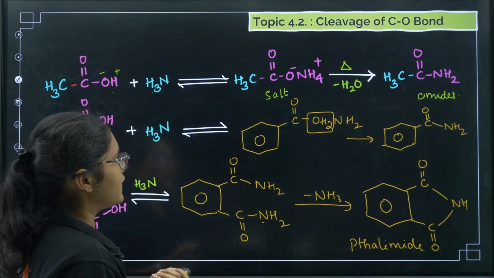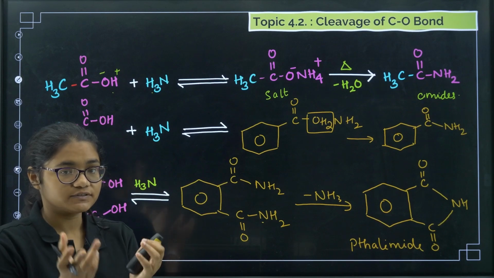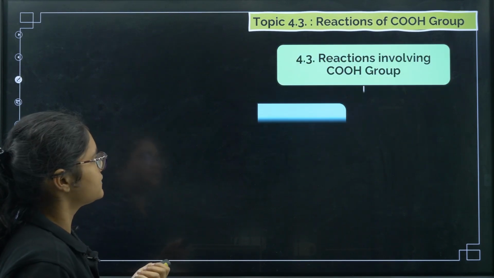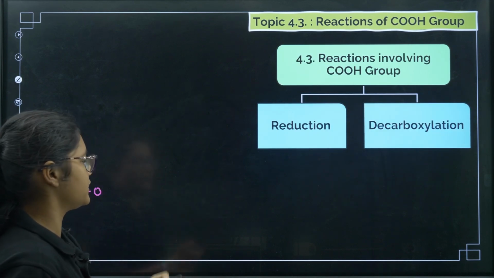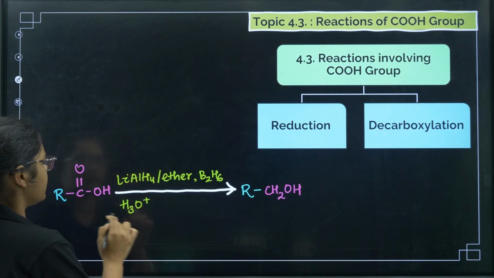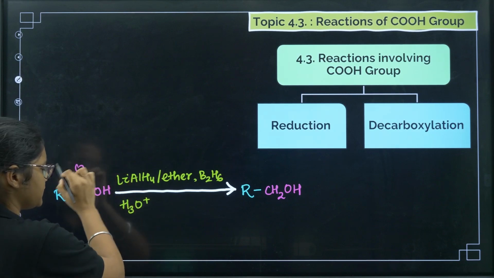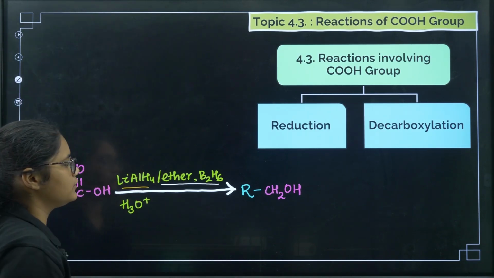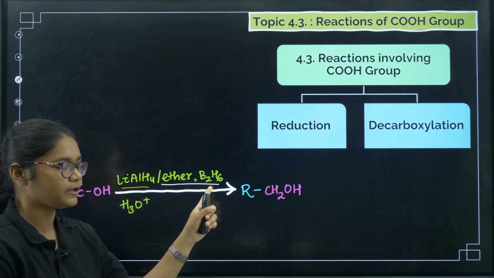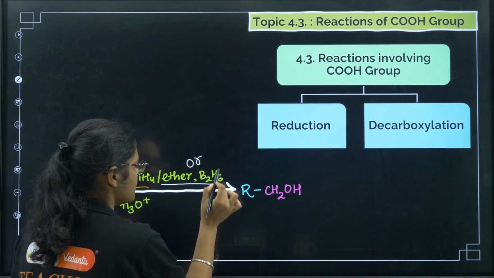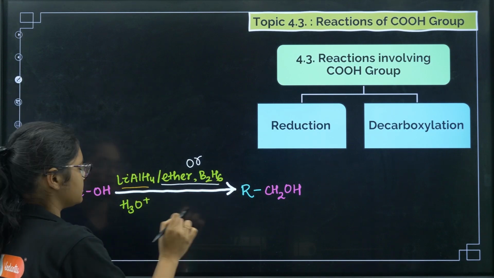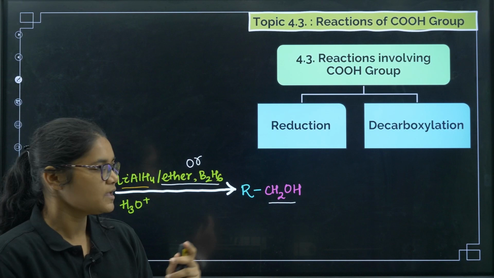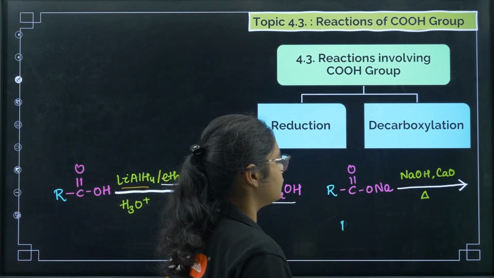Okay. So next we'll go to the reactions of the COOH group. Under that we have 2 reactions, reduction and decarboxylation, right? For reduction we require different reagents. For reduction of acids we can use LiAlH4 and ether, or you can use B2H6. Okay, this is OR. Do not use both, use either this one or this one. So what will happen? This part will get converted to RCH2OH. Okay. Next, for decarboxylation we can use soda lime.